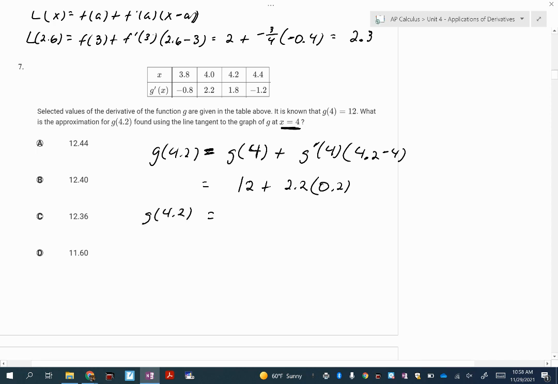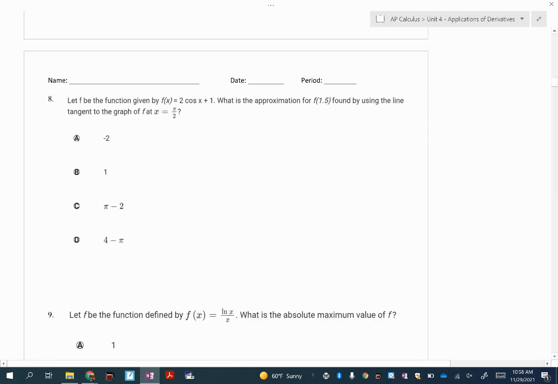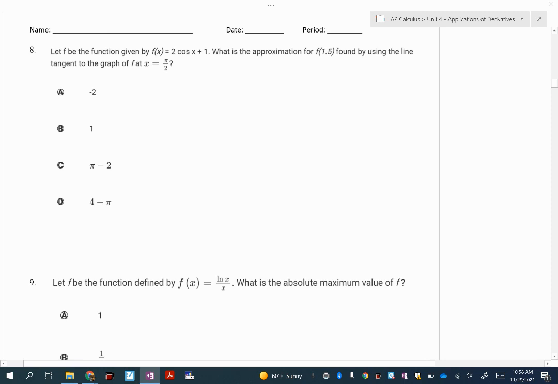So whatever this is, it's the linear approximation for 4.2. This is kind of the most basic version of how I could ask this question. Using the calculator, we get 12.44, or A. Let's try number 8, the last one for approximations here. We have a function, 2 cosine of x plus 1.